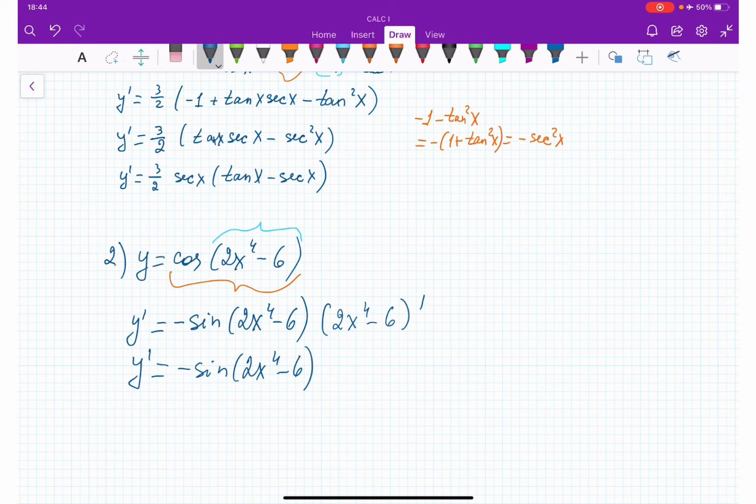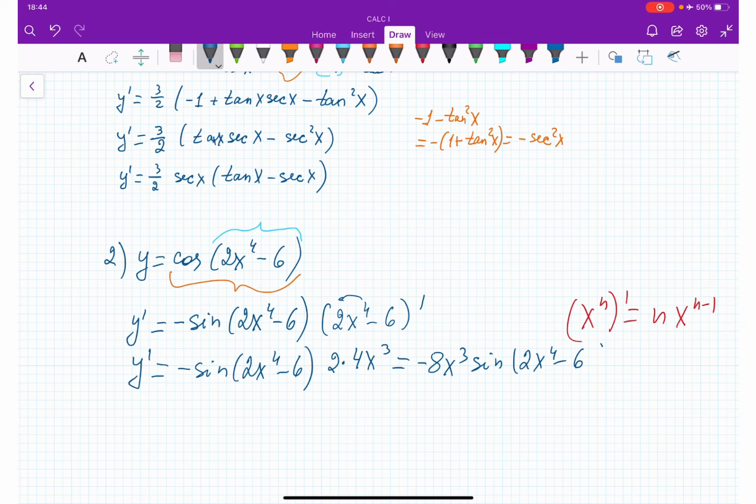Well, 2x to the 4, how do we take the derivative? Let me rewrite again: x to the power n, the derivative is equal n times x to the power n minus 1. So it's going to be, we have 2, right? 4 comes in front, 4, and x to the 4 minus 1 is 3. And the derivative of 6 is 0. So we have negative 8x cubed times sine of (2x to the 4 minus 6). Okay? And we are done.